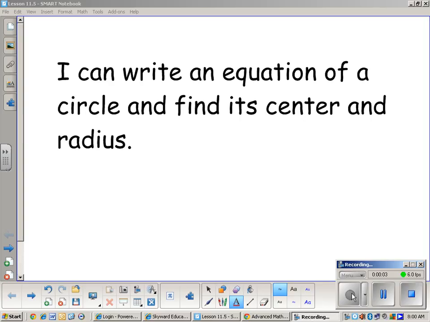We're going to talk about circles. We're going to write an equation of a circle given information about it. We're going to graph a circle given an equation. We're going to take a graph and write the equation from a graph. We're going to do a lot of different things between an equation of a circle and the circle itself.